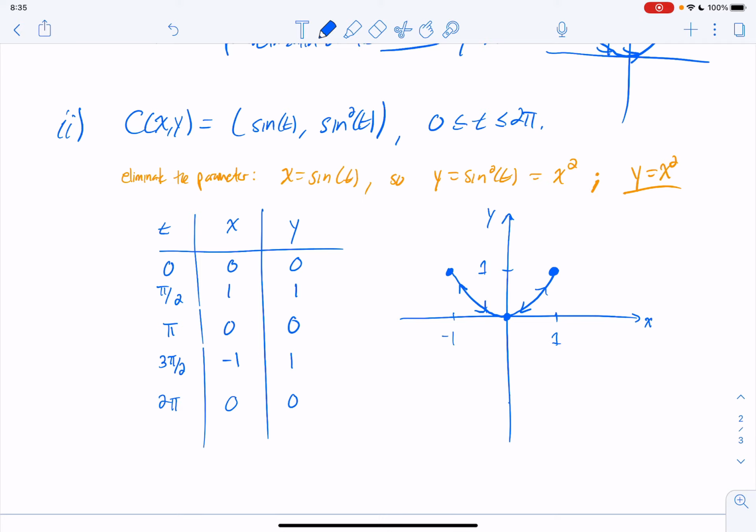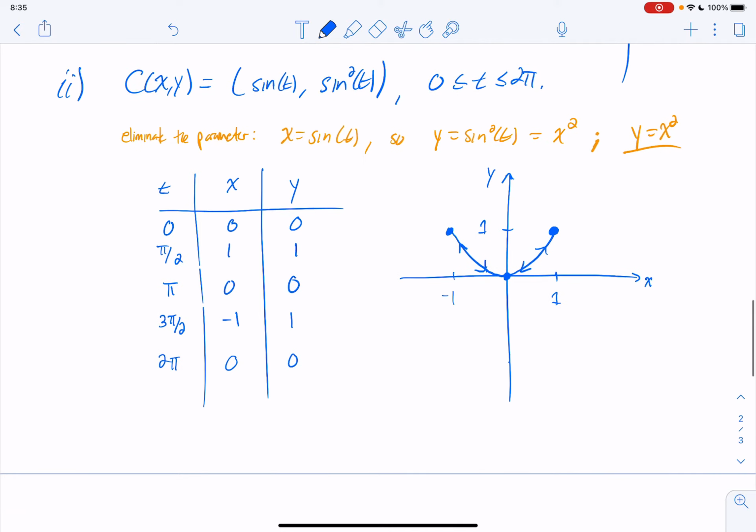This is a really weird looking parametric equation. The curve of it is a little bit like a pendulum. I start at 0, 0, I swing up, I swing all the way back to the left, and then I swing back down to the bottom. So note that 0, 0 is the initial and terminal point.